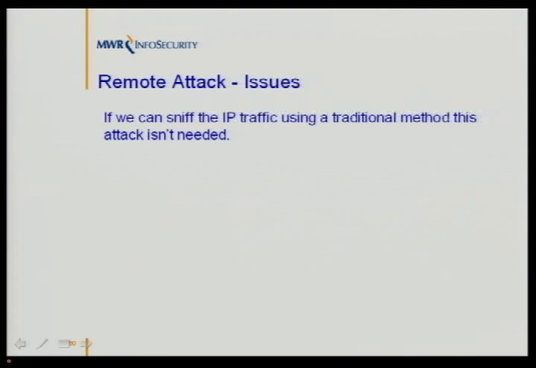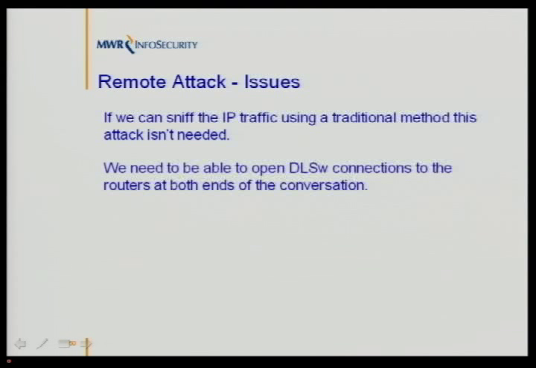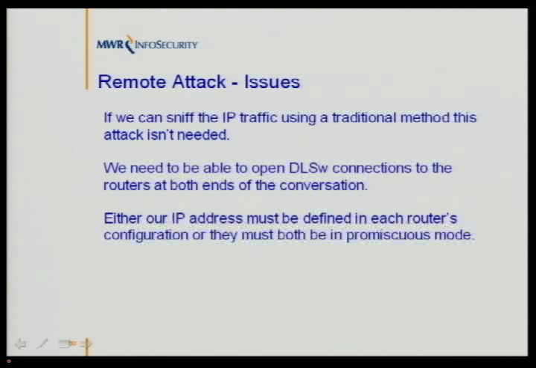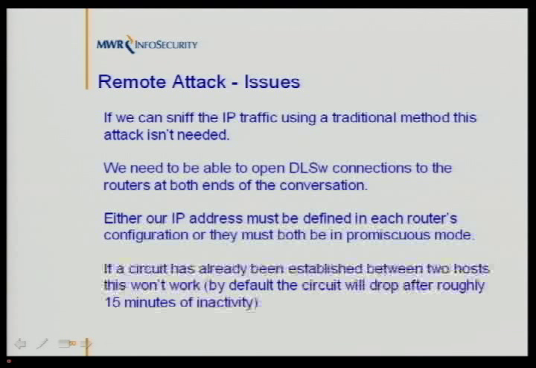Again, if there's an easier way of getting hold of the data, let's use it. If we're sat directly between those routers where the IP traffic is passing, let's just sniff that traffic. But if not, if we're off somewhere else where we can't actually sniff that data, what we can do is open a DLSW connection to the router at either end. Now, to do this, our IP address must either be defined in the DLSW configuration, or as I've mentioned, both routers must be in promiscuous mode. Now, if a circuit has already been established between the two hosts we want to intercept traffic for, then this technique won't work. However, as mentioned previously, the circuit will drop after about 15 minutes.